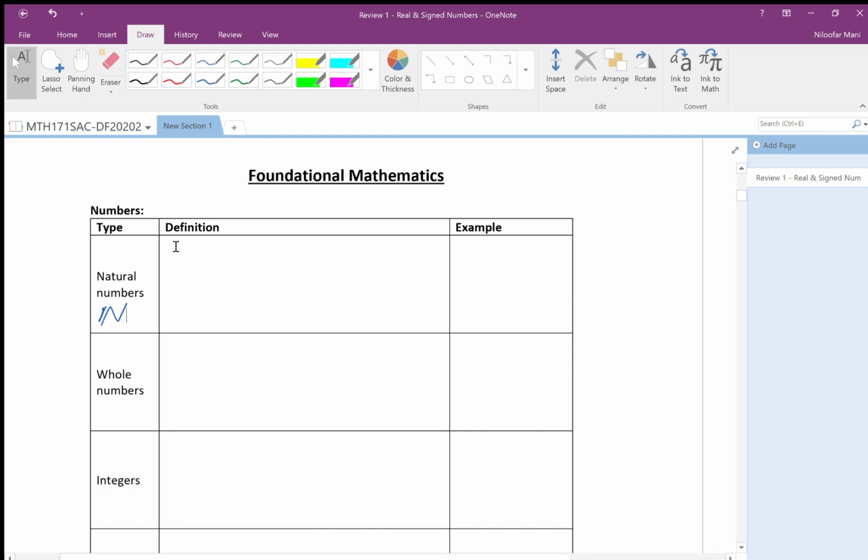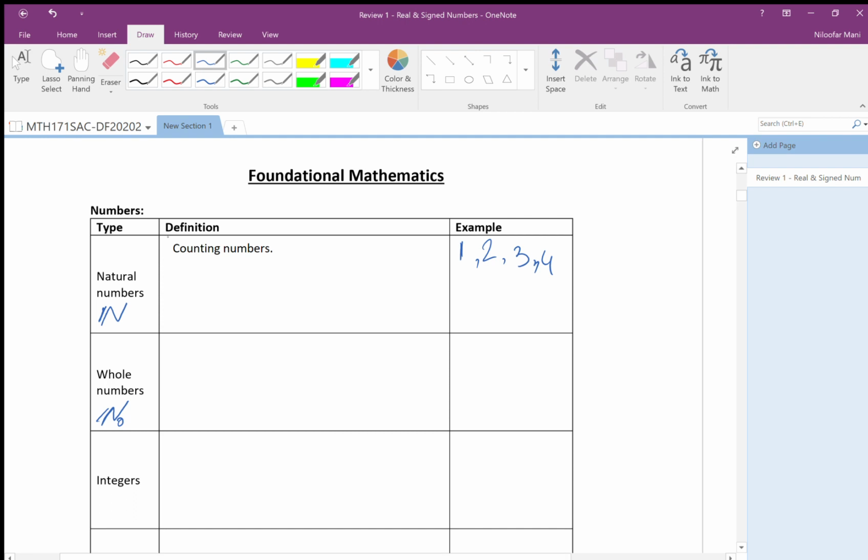Maybe because my handwriting is not very good, I can just type it here. So they are counting numbers. When we want to count, for example, we say 1, 2, 3, those numbers. Some books start from 0, but from my point of view, natural numbers start from 1. And then I talk about whole numbers, and I show whole numbers like that, and I add a 0 here, because whole numbers are natural numbers with 0 added.